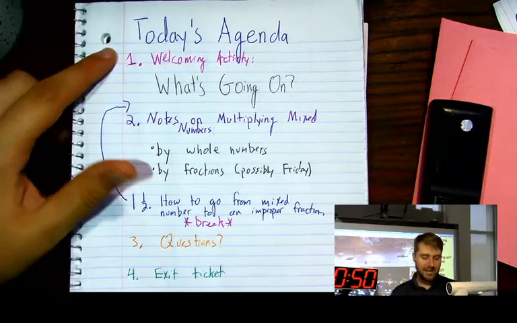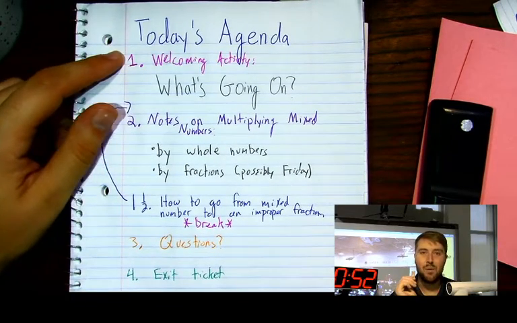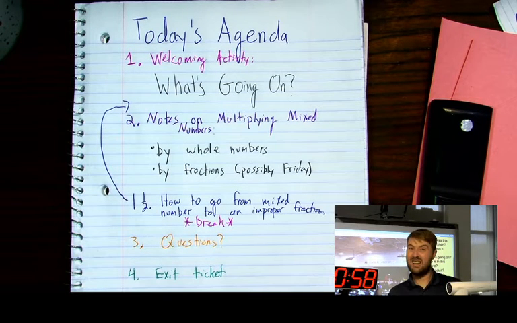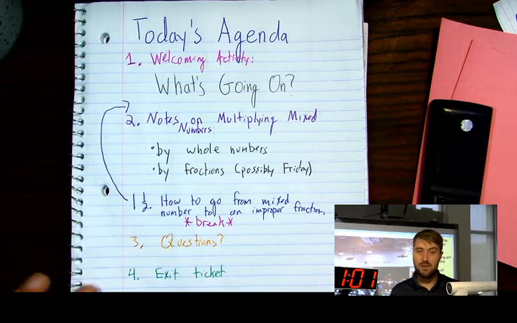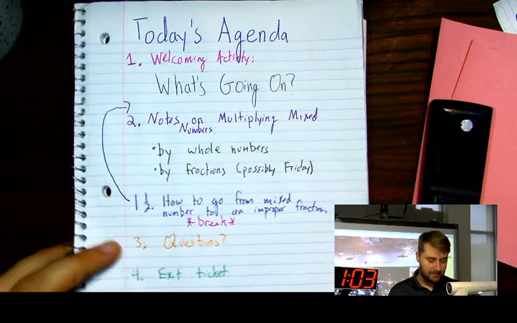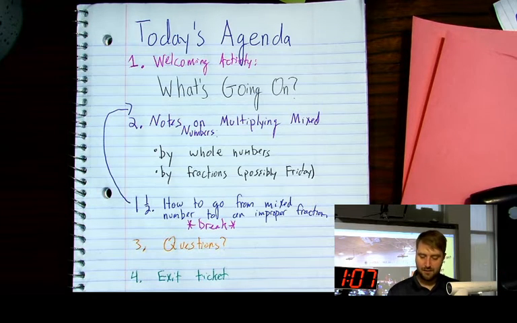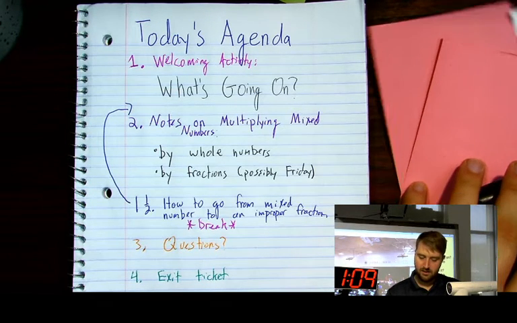We're going to start with a welcoming activity. It's called What's Going On. We're going to take a look at a picture and try to think about what is going on in the picture. Why is what's happening in the picture happening? Who took the picture? When is it from? I'll make sure that I include the answer to that on Friday in our video.